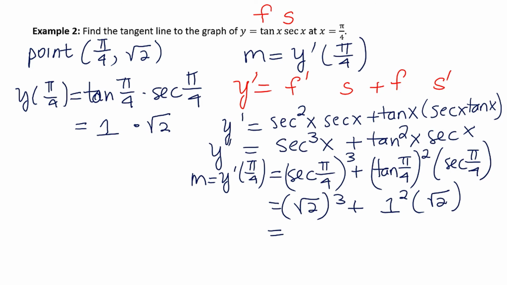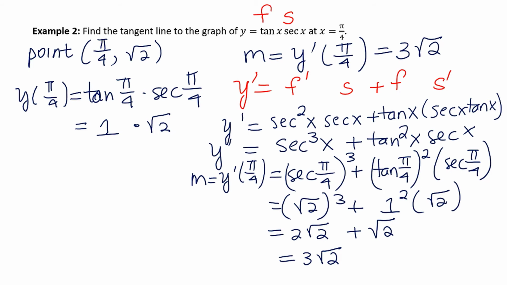Square root of 2 cubed will give us 2 times the square root of 2. Then we still have plus the square root of 2. So 2 times the square root of 2 plus the square root of 2 is 3 times the square root of 2. So the slope is 3 times the square root of 2. Now we are ready to get the equation of the line.